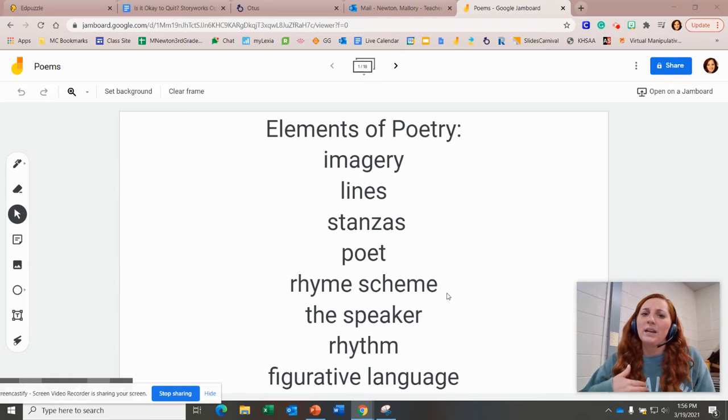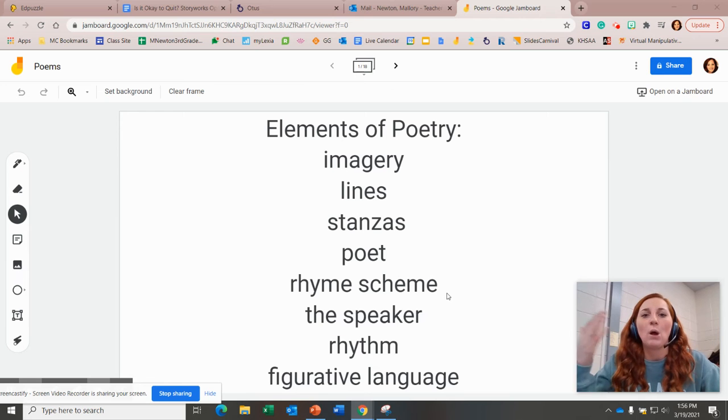Rhythm. So whenever you read poems, there's usually an amount of stressed and unstressed syllables, and that causes a rhythm. So as you read, it follows a pattern. So it's important to be really fluent readers. I always tell kids if you want to read faster, read poems because it forces you to follow that rhythm and to keep up. And lastly, figurative language.